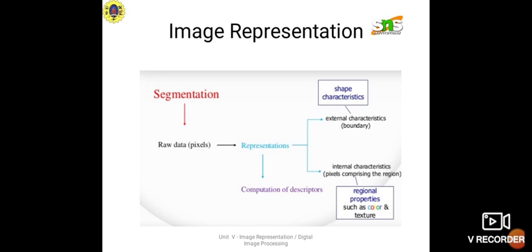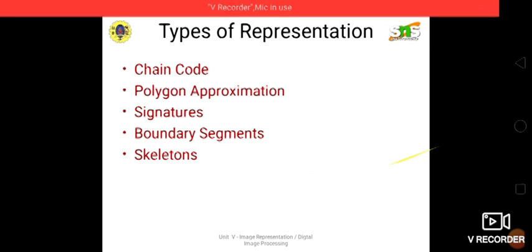Whatever I told in terms of description is given here in a diagram. The segmented image we get is raw data that is given for representation. Representation is of two types: external, based on external characteristics, which mainly focuses on shape, and internal, based on internal characteristics, which mainly focuses on regional properties such as color and texture. After representation, we give that for computation of descriptors.